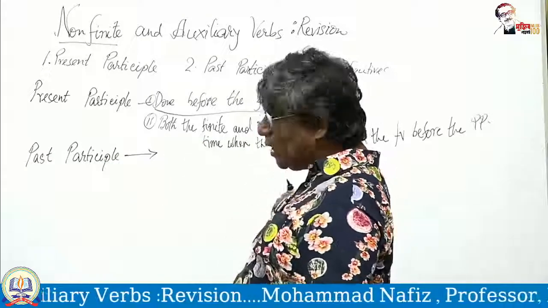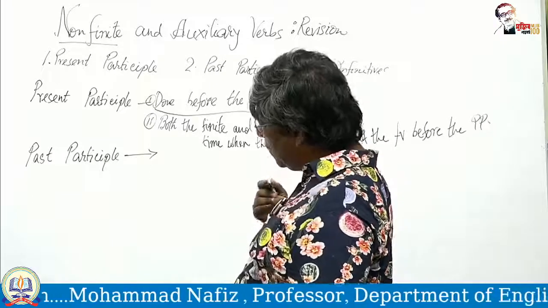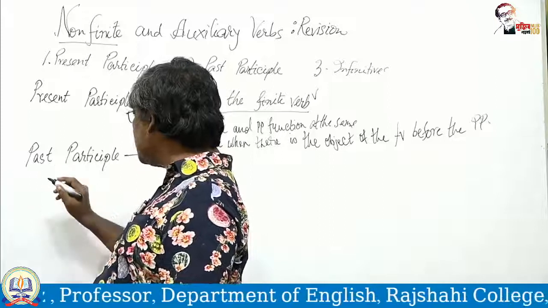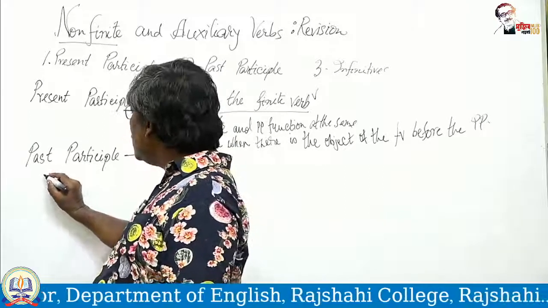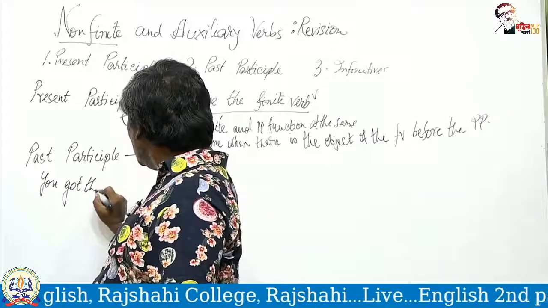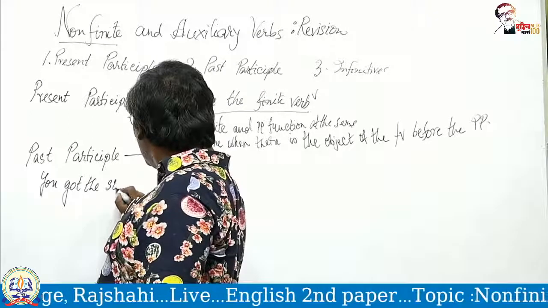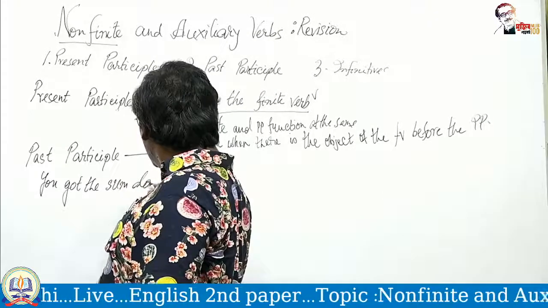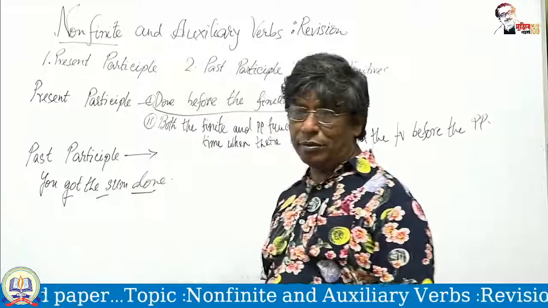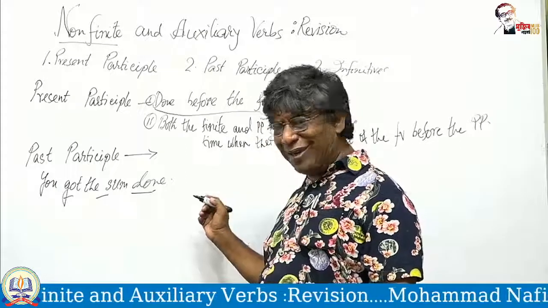Before giving you the definition or the use of the past participle, let us look at examples of the use of past participles in English sentences. You got the sum done. In this sentence, when you got it, the sum was already done.